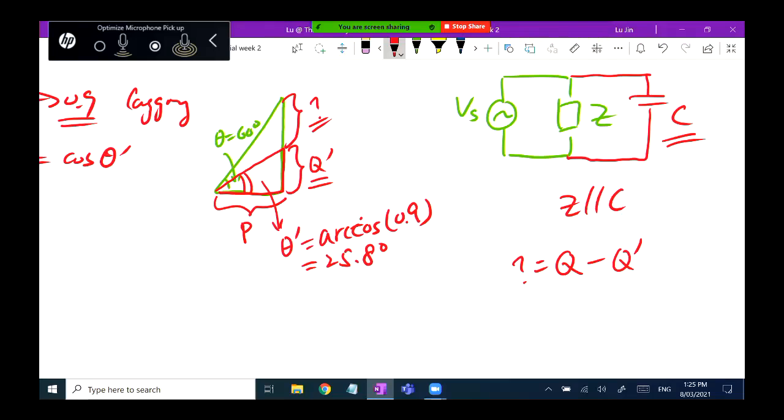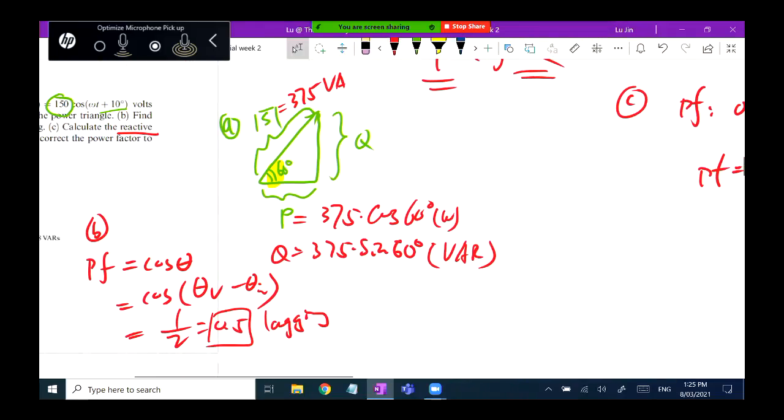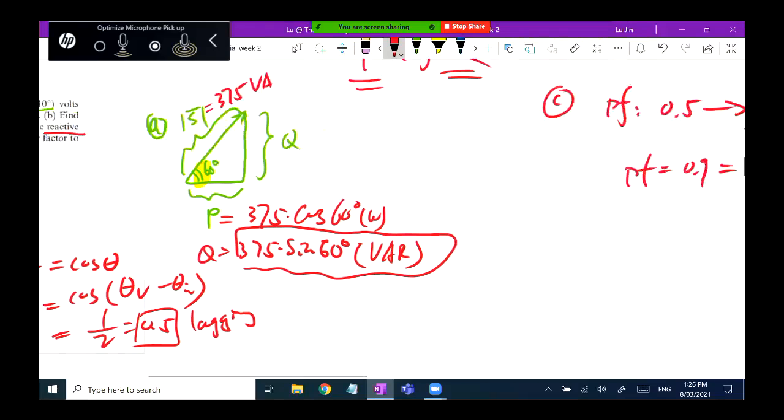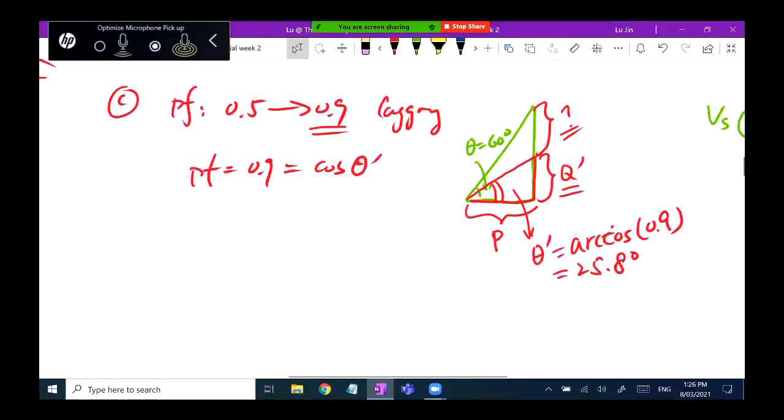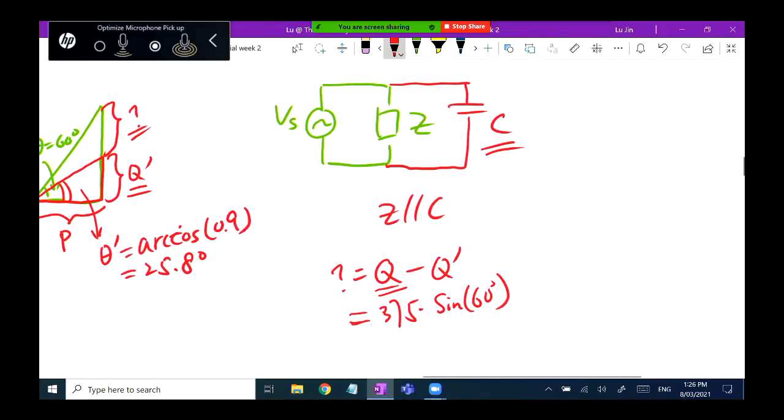The calculation should be pretty simple. The first Q, the reactive power in the original circuit, should be pretty simple. I can't remember the numbers. One second. So we have got the answers from here. Q is equal to this: the magnitude of the green triangle multiplied by sine of the original angle, 60 degrees. How much is the magnitude? 375. So this gives us 375 multiplied by sine 60 degrees. And this is Q, right?